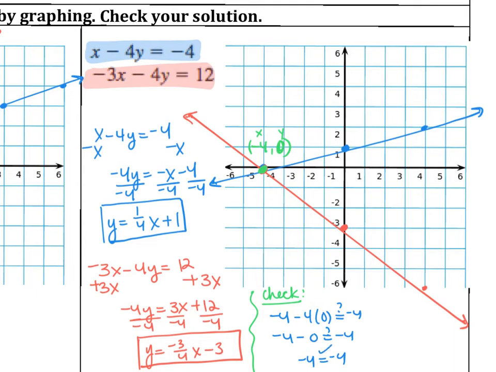I'm going to check my red equation. All right, negative 3 times x, which is negative 4, minus 4 times y, which is 0, equals 12. Negative 3 times negative 4 is 12, minus 0 equals 12. 12 does equal 12. So I've checked, and that answer is 100% correct and true.